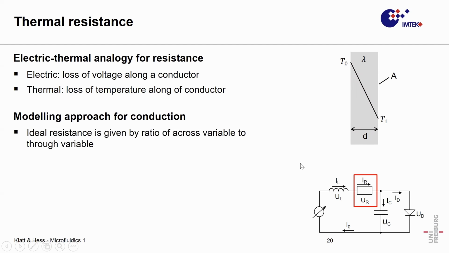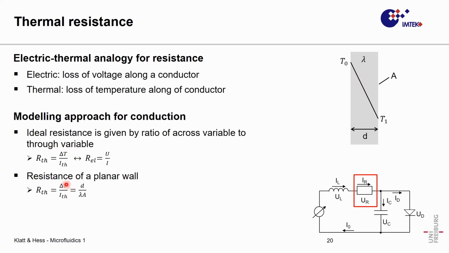And the modeling approach is also quite similar. You again take the ratio of the cross variable to the through variable. And if you do this, you can see quite easily that it comes to this expression. And the resistance of a planar wall can be expressed like this. You have the temperature difference divided by the heat flow. And if you do those calculations and look at this planar wall, you end up with this expression.